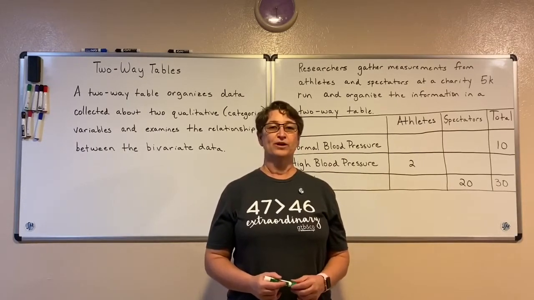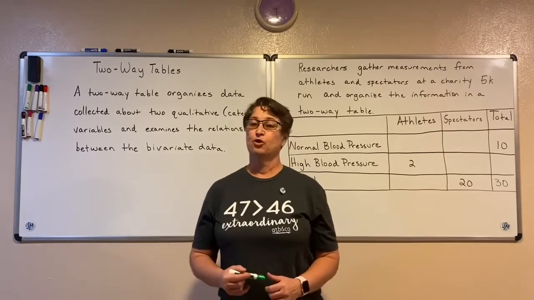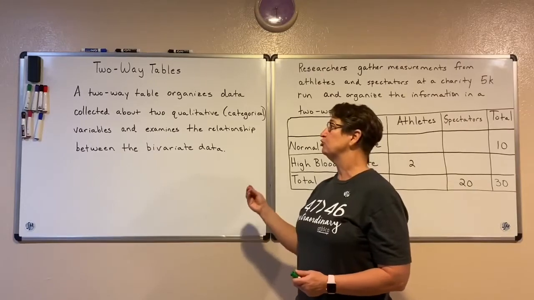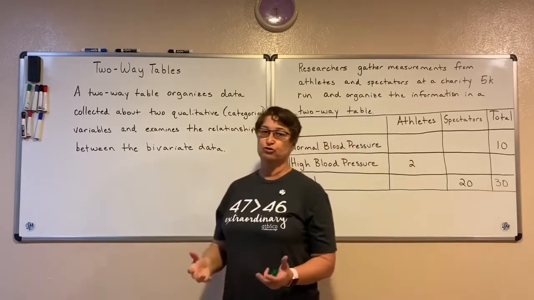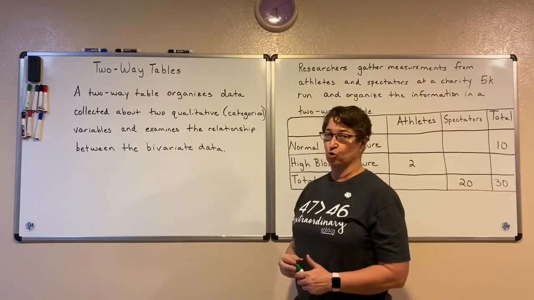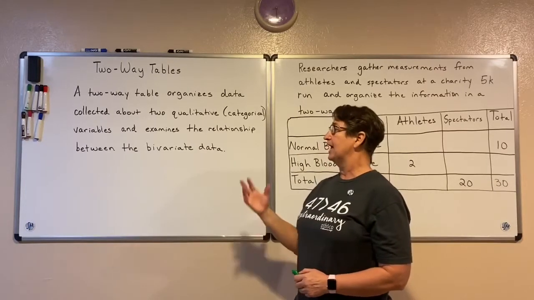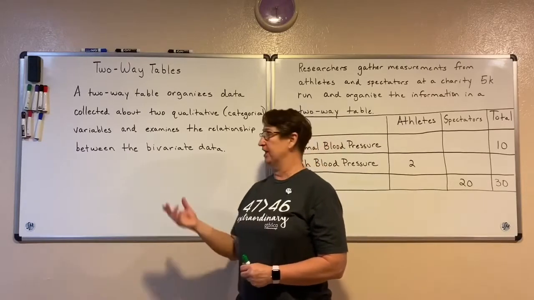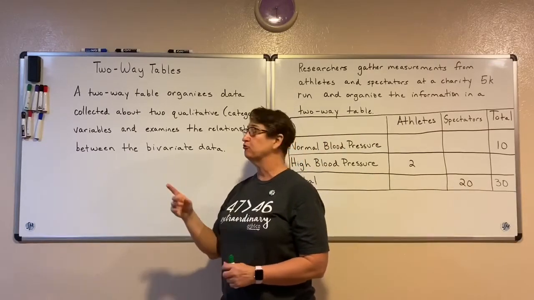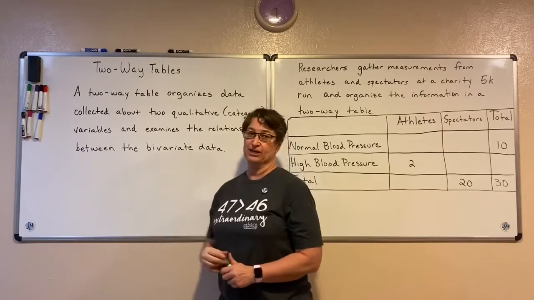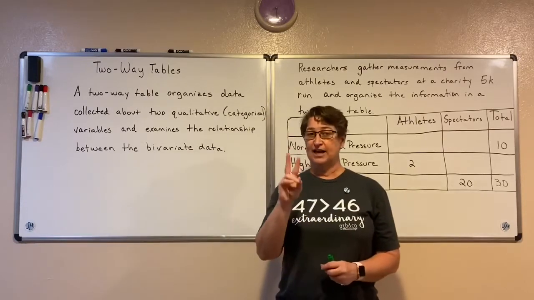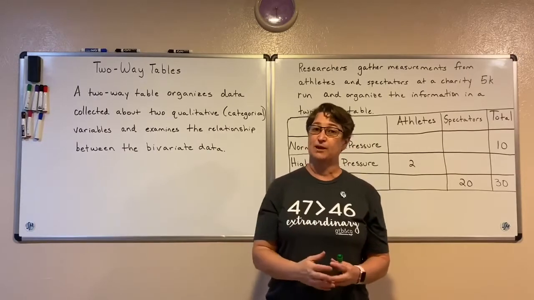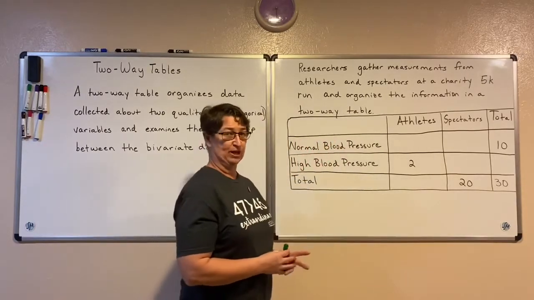In this video, we're going to look at two-way tables. A two-way table organizes data collected from two different variables, usually qualitative or categorical variables, and examines the relationship between that bivariate data. When we talk about two variables, we use this word bivariate. So we're going to look at the data collected from two different variables and put them on a two-way table to be able to examine that relationship.